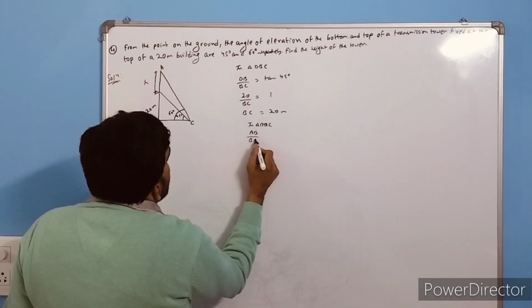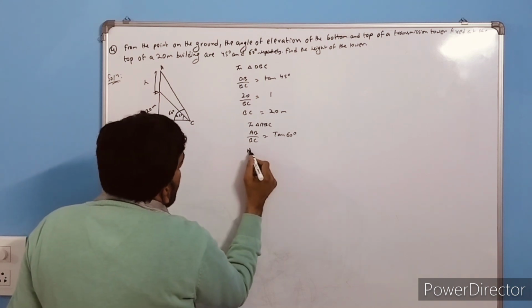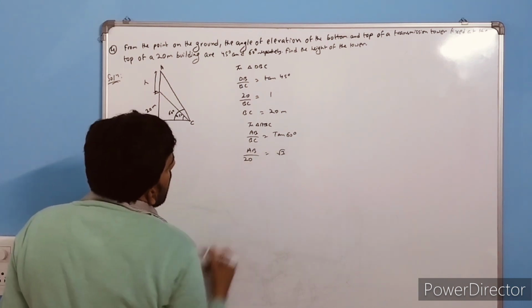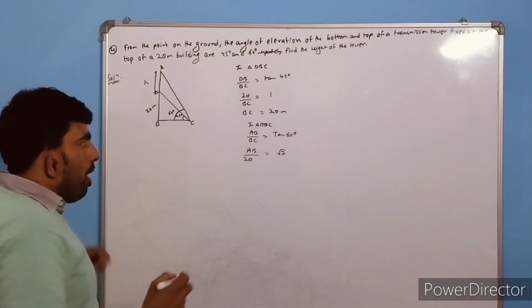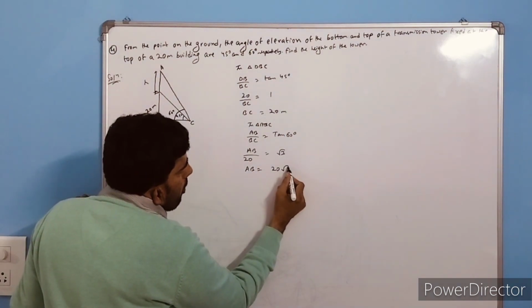AB upon BC is equal to tan 60 degree. Now AB upon BC, with BC being 20, is equal to tan 60, which is root 3. Now just find the value of BC, that is 20 meter. Now what is AB? AB is equal to 20 root 3.